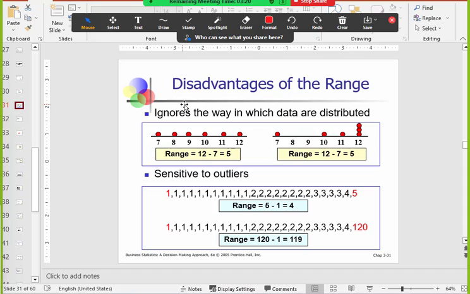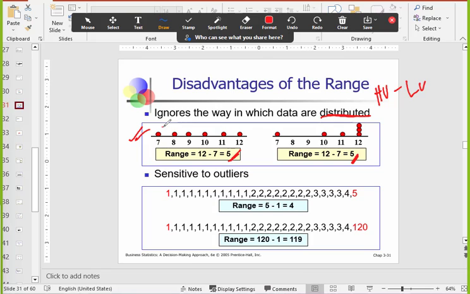Another disadvantage of the range is that it ignores the way the data is distributed. It does not know the distribution of the data. It only cares about the highest value minus the lowest value. What is happening in between doesn't matter. For example, in this data, the range is 5, highest value minus lowest value. In this data, the range is also 5.